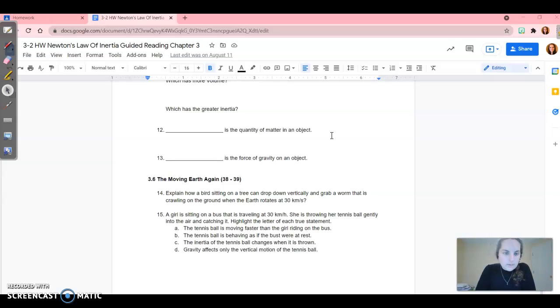All right, number 14, explain how a bird sitting on a tree can drop down vertically and grab a worm that is crawling on the ground when the earth rotates at 30 kilometers per second. Again, motion is all relative to the observer. There's an inside observer or passenger and an outside observer. Because we are in the motion of the earth, it feels like we aren't moving at all, because motion is relative. We are inside the frame of reference, inside that motion.